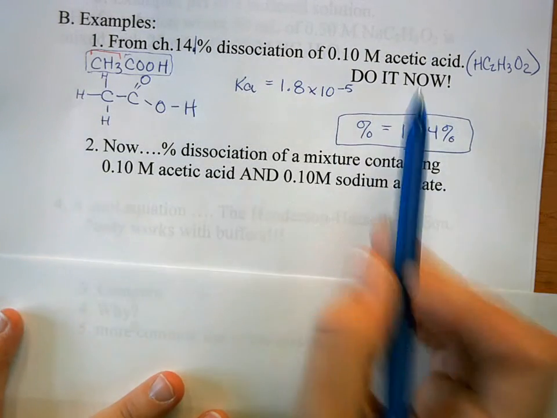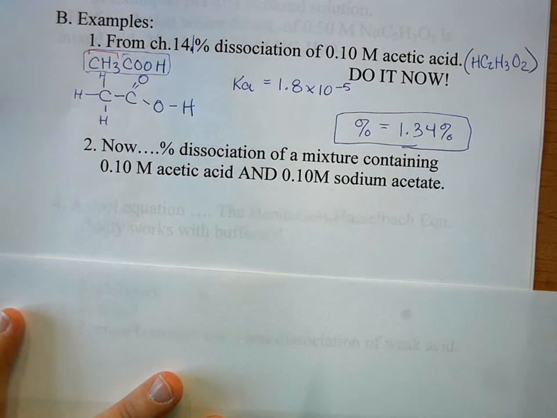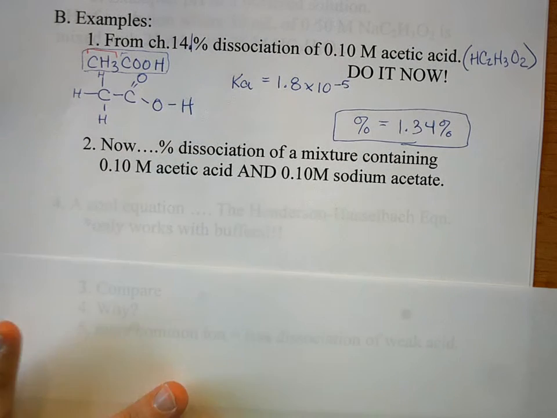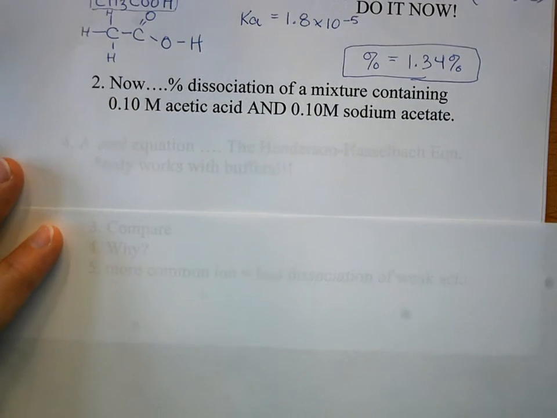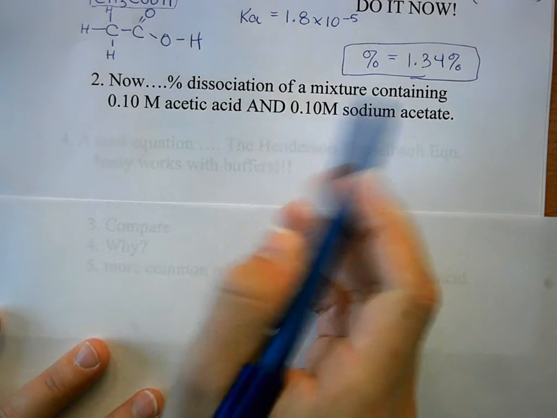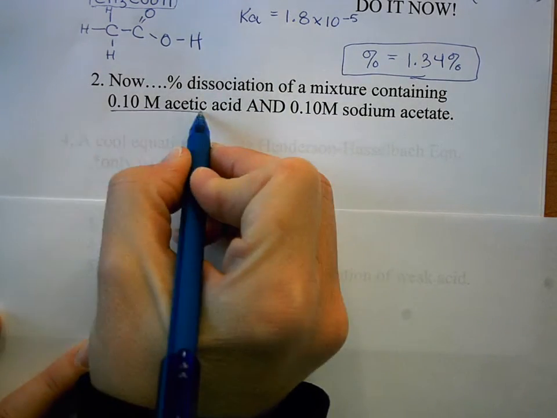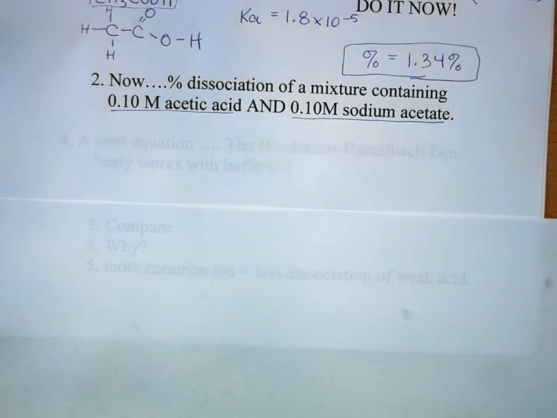Okay, we just calculated the percent dissociation of 0.1 molar acetic acid, and that percentage was 1.34%. That was a lecture from chapter 14, so that was just a quick review. We're going to use it to compare now what happens with number 2: what would be the percent dissociation of a mixture containing 0.1 molar acetic acid and 0.1 molar sodium acetate.